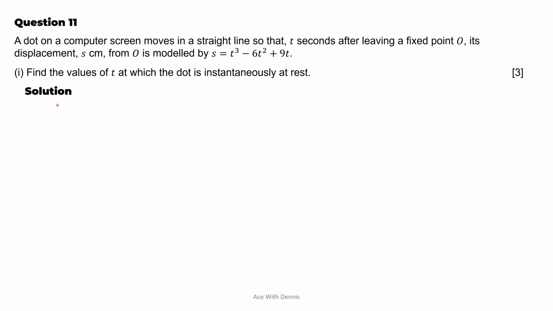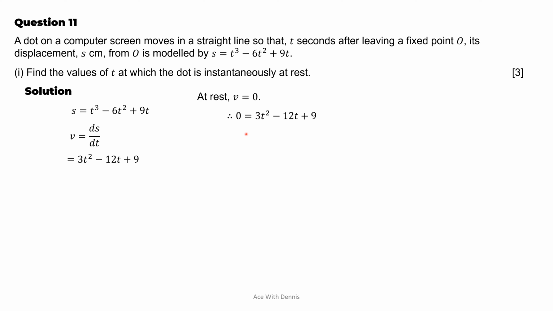Okay, now let's check. Here's a solution. Given the formula or the equation of the displacement, which is s equals t cubed minus 6t squared plus 9t, we can find the velocity equation, which is v equals to ds over dt. We have to differentiate the displacement equation. For this case, we get 3t squared minus 12t plus 9. Okay, and the question says that it is instantaneously at rest. So when it is at rest, the v is 0.